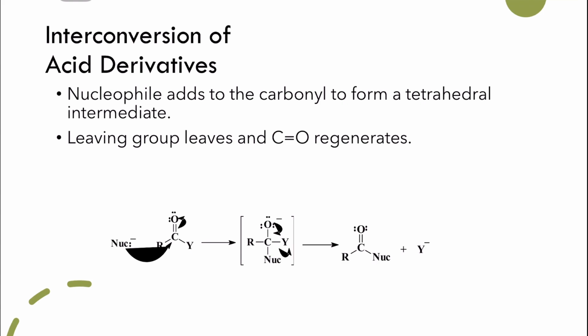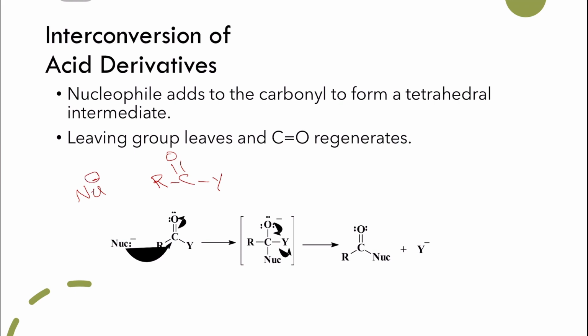So nucleophilic acyl substitution: we have our acid derivatives, which have the R and C, the carbonyl group, C double bond O, and then we have Y. Y here refers to a leaving group. This could be a chloride if it's an acid chloride, a carboxylate if it's an anhydride, an alkoxy group if we are talking about esters, and so on. And we have the nucleophile.